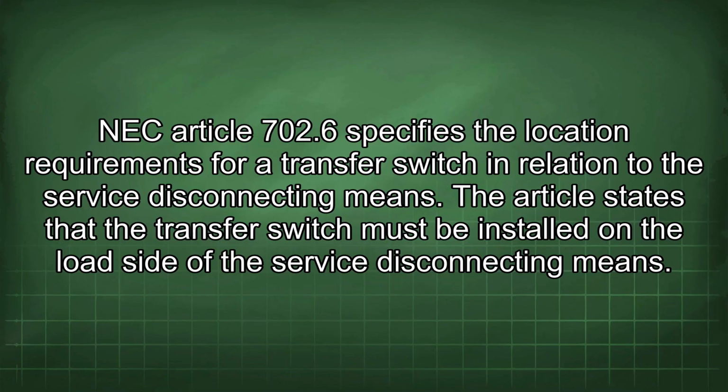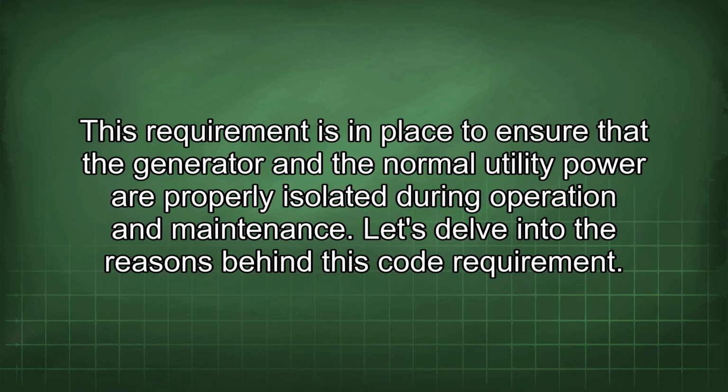NEC Article 702.6 specifies the location requirements for a transfer switch in relation to the service disconnecting means. The article states that the transfer switch must be installed on the load side of the service disconnecting means. This requirement is in place to ensure that the generator and the normal utility power are properly isolated during operation and maintenance. Let's delve into the reasons behind this code requirement.